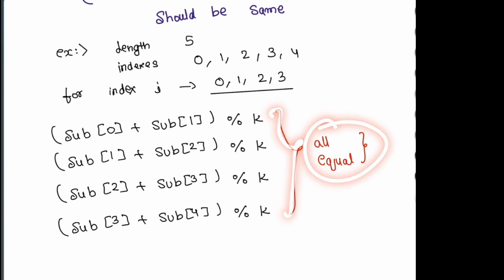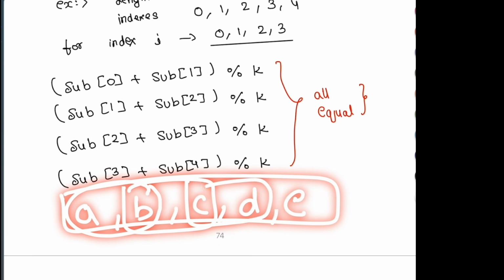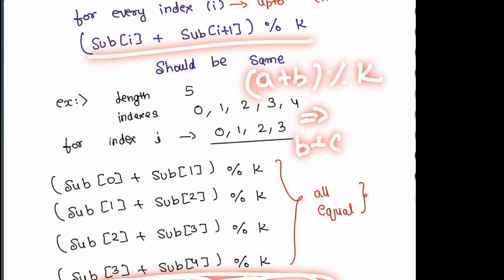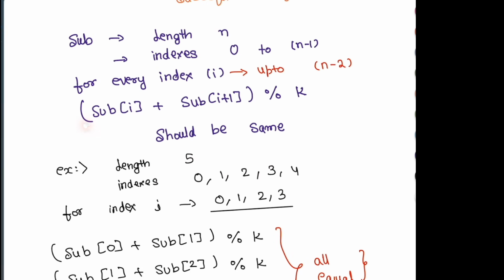They all are equal. That is whatever is my subsequence, right? Let us say my subsequence is of 5 elements a, b, c, d, e. So for every two elements a, b, b, c, c, d, d, e, this formula will be true, that when you say a plus b mod k, this will be equal to b plus c mod k, this will be equal to c plus d mod k, this will be equal to d plus e mod k, right? So basically this formula will be true for every two consecutive elements in my subsequence.